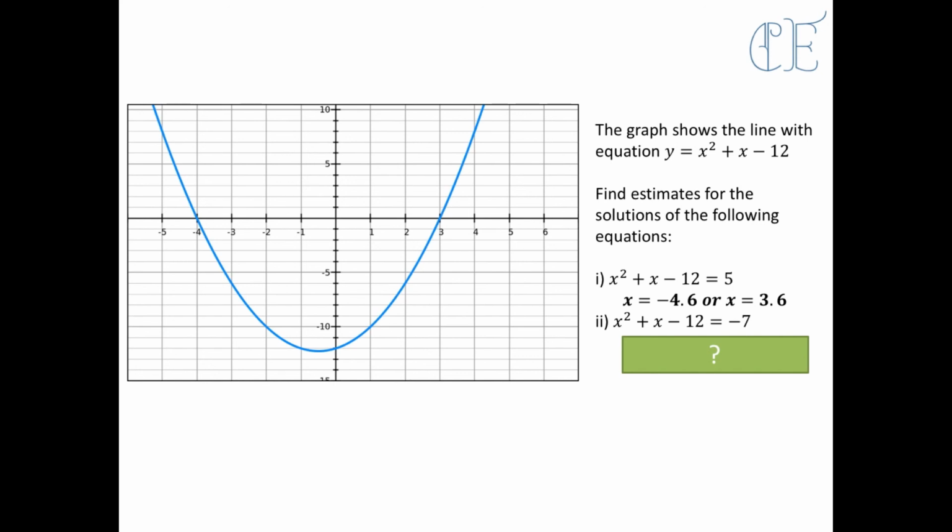Okay, if you've had a go at that, let's have a look. So minus 7. We're going to go to minus 7, which is here. If we look here, we have about 1 point something and then minus 2 point something. So we have minus 2.8 or 1.8. x will always have two values because you've got two parts to the graph, whereas on a linear, straight line graph, you'll only have one value for x.